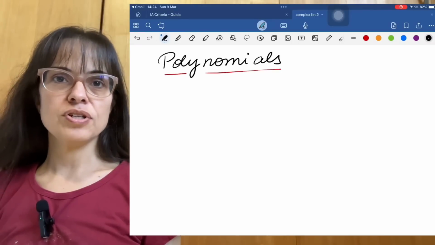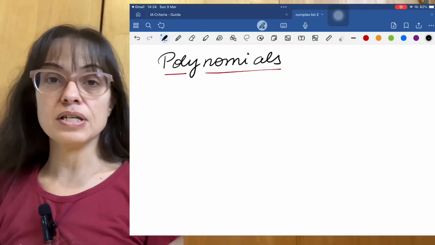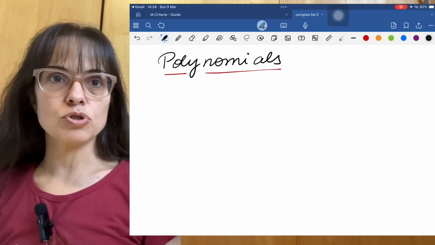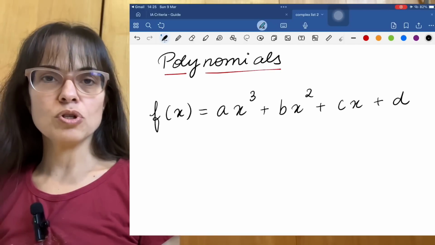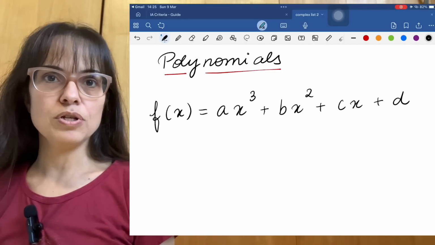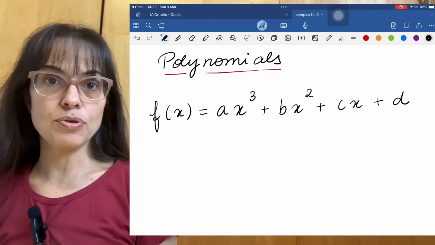Another type of question that frequently involves complex numbers is about the roots of polynomials. So I want to talk a little bit about that today. We're going to be talking about polynomials of degree bigger than 2 to be interesting. Here's an example with degree 3.